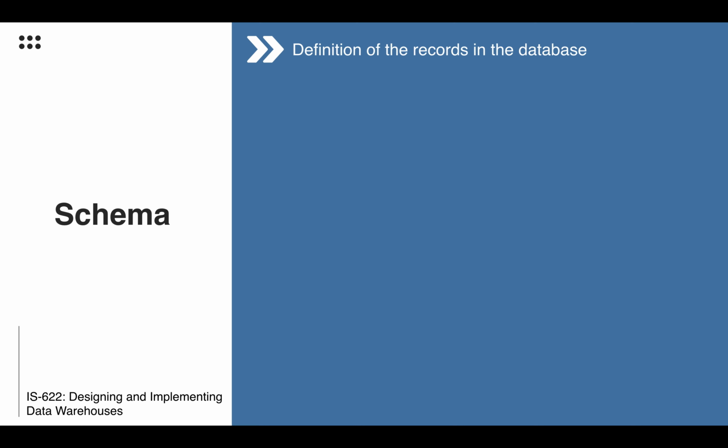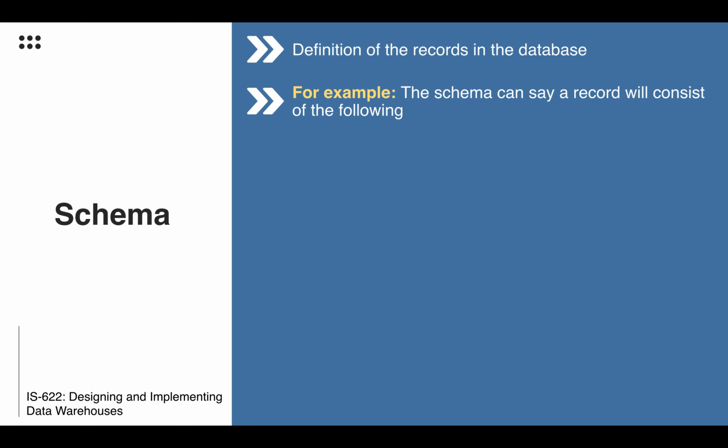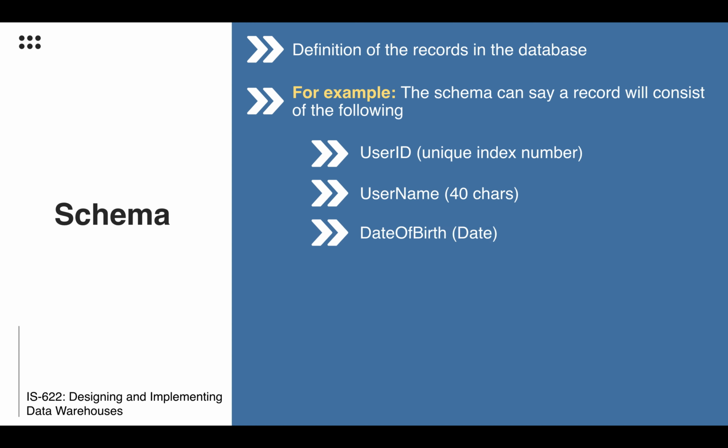So schema is typically the definition of the records in the database. For example, the schema can say a record will consist of the following. A record may consist of a user ID, which is my primary key. It's a unique number. It may have a username, which is 40 characters, and then it may also have a date of birth, which is date. So this is the schema. Schema specifies what is included in my data warehouse. And then it also specifies what is the data type, what is the size of the data that is included, and so on.